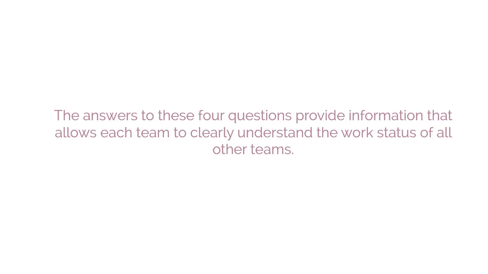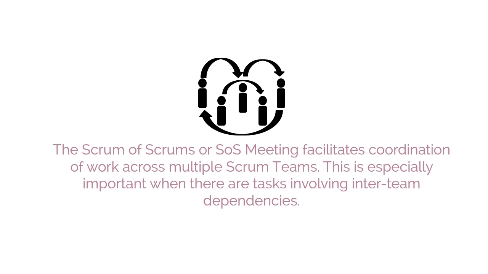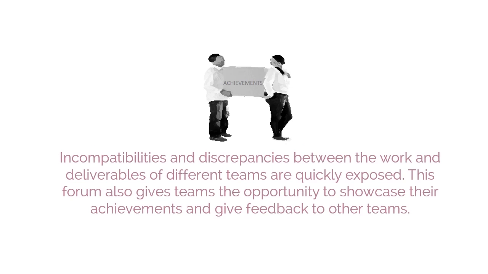The answers to these 4 questions provide information that allows each team to clearly understand the work status of all other teams. Now it is the turn of outputs being generated. Better team coordination is the output created. The Scrum of Scrums, or SOS meeting, facilitates coordination of work across multiple Scrum teams. This is especially important when there are tasks involving inter-team dependencies. Incompatibilities and discrepancies between the work and deliverables of different teams are quickly exposed.